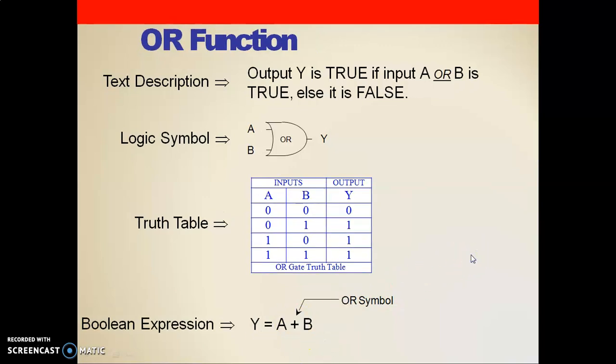Next is the OR gate. What is the OR gate's function? You already know OR just performs the addition. This plus shows it is an OR gate. This is the truth table of the OR gate: 0 plus 0, 0. 0 plus 1, 1. 1 plus 0, 1. 1 plus 1, 1. That means the OR gate just performs the addition function.